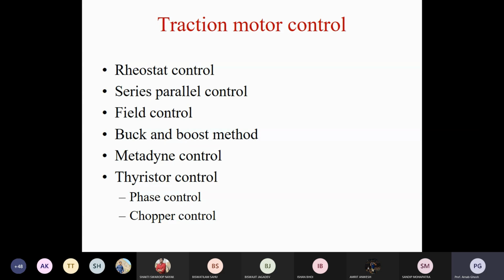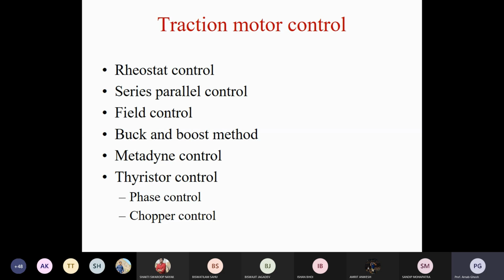Then metadyne control, metadyne is another machine configuration. In the metadyne you are also controlling the field. A special arrangement is there for this special type of machine. Now the metadyne is not in our syllabus and not in our common machine lab. Those institutes that have it, you can get it.